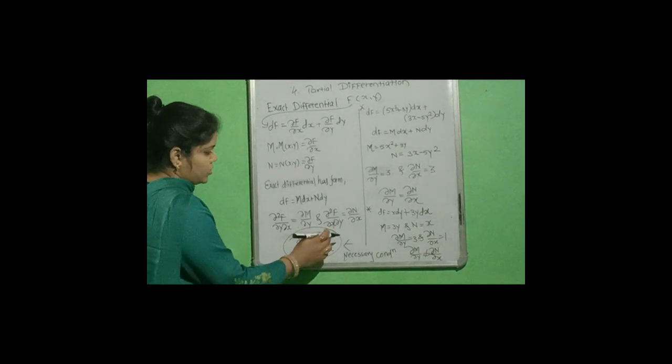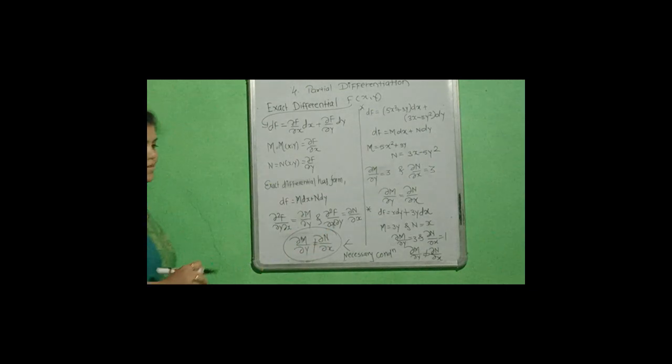And if it is so, then we can find the function. And if this condition is not satisfied, that is ∂M/∂y is not equal to ∂N/∂x, in that case we can say that this df, the total differential, is not an exact differential equation, and in that case we cannot determine f. So let us see with an example.